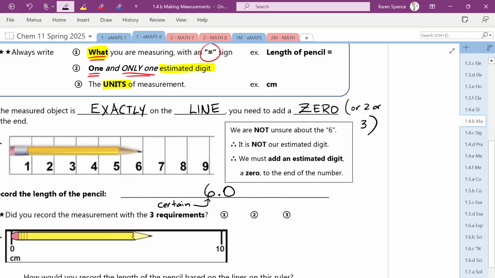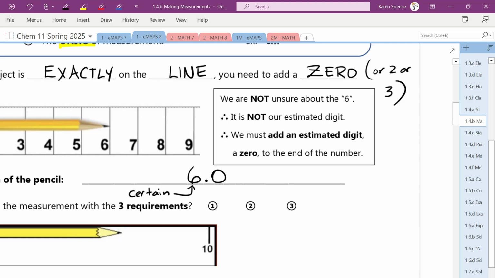What do you guys think about my measurement right now? How does it look? It's missing a unit, so we need to have centimeters. Is it missing anything else?